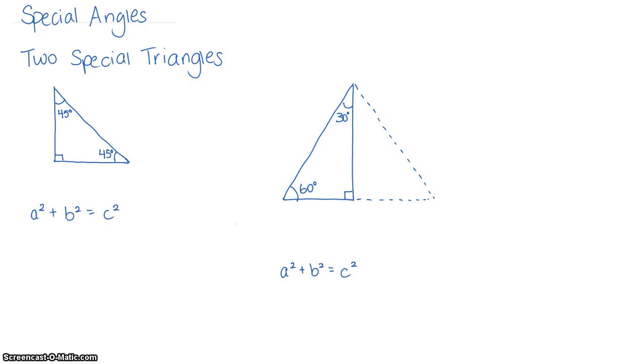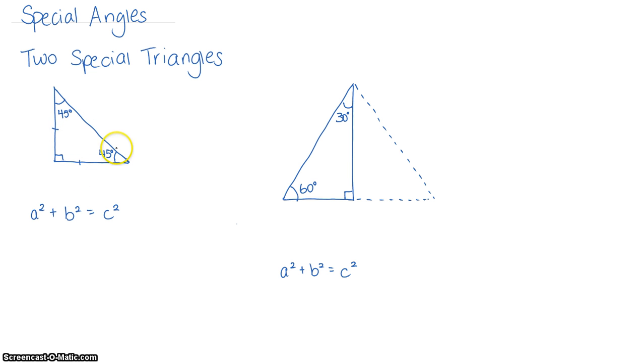So now we're going to look at two special triangles. These ones are going to be very useful for solving things without a calculator. The first triangle we're going to look at is a 45, 45, 90 triangle. A couple things you need to identify is that, first of all, this is an isosceles triangle.